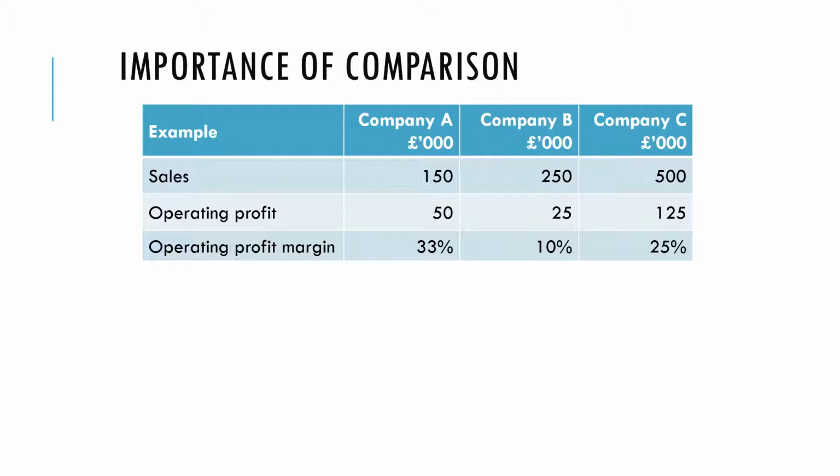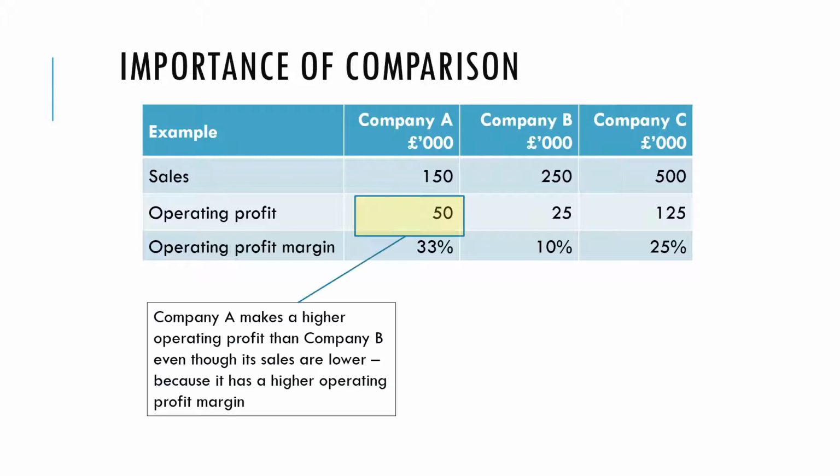Now these margins are very useful because they help us to compare businesses. So for example, in this table here, we have company A, B and C. We have sales, profit, and we also have operating profit margin. Now company A makes a higher profit than company B, even though its sales are lower, and that is because they have a higher operating profit margin. This business, company A, keeps 33% of their revenue, of their sales, as operating profit, whereas company B only keeps 10%. So even though company B is bigger and has more revenue, it doesn't perform as well in terms of profitability. It's not as successful at converting its revenue into profit.